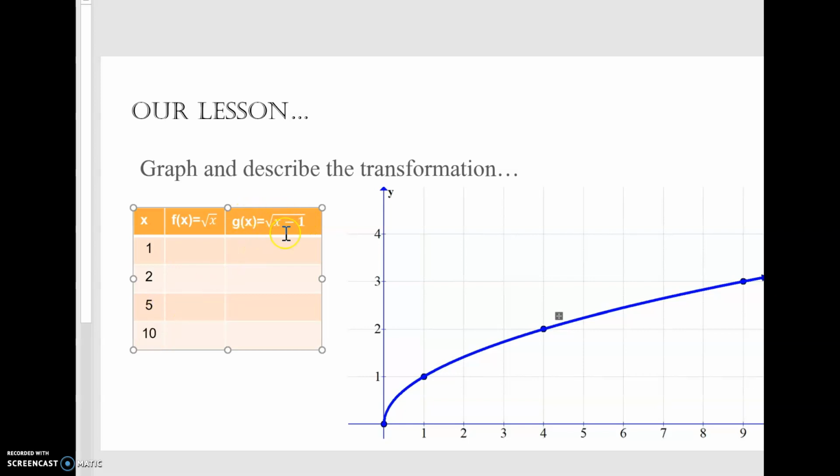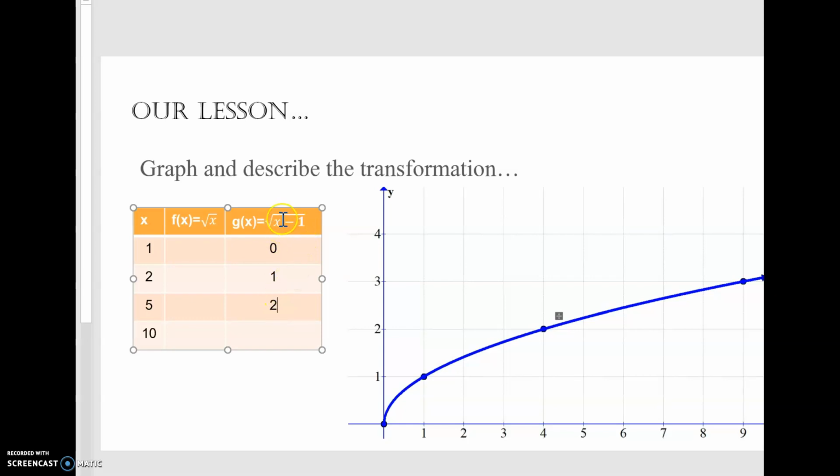So I plug it in here. 1 minus 1 is 0, and the square root of 0 is 0. And then 2 minus 1 is 1, and the square root of 1 is 1. And then 5 minus 1 for my next value would be 4, and the square root of 4 is 2.